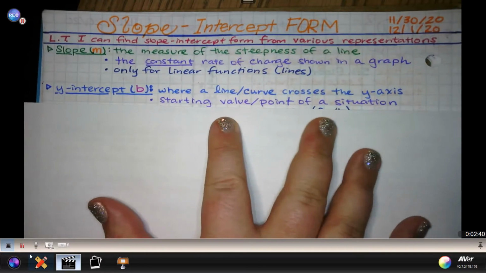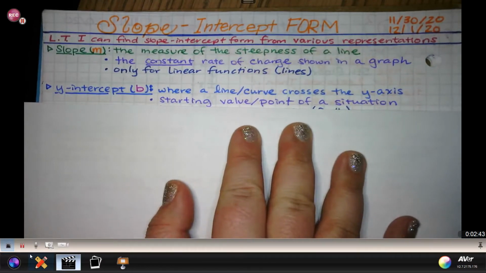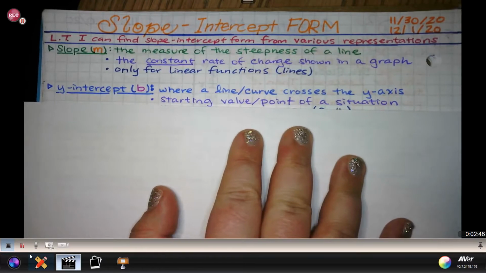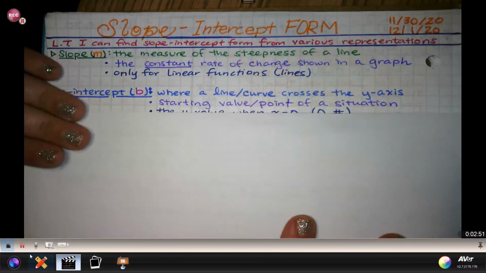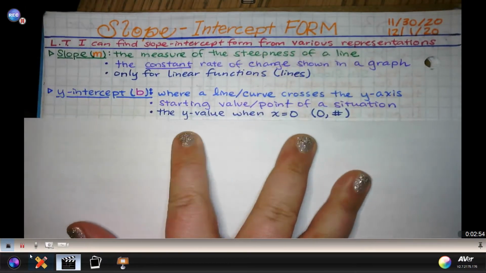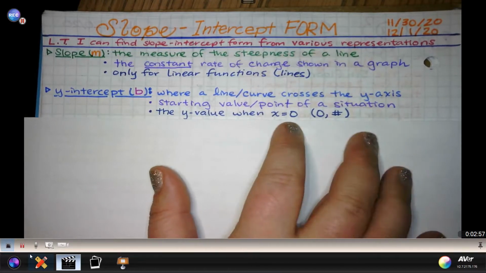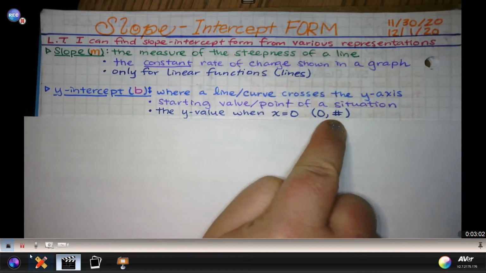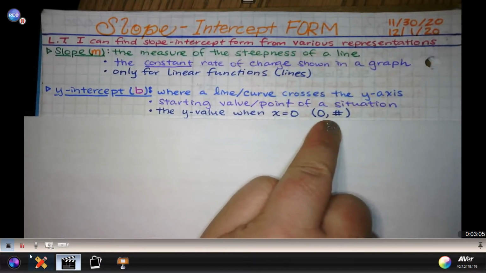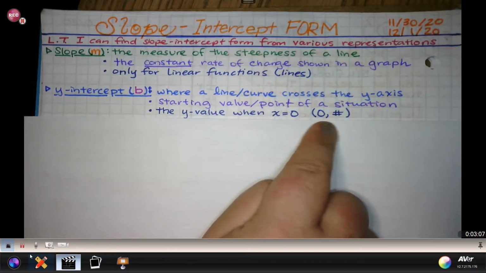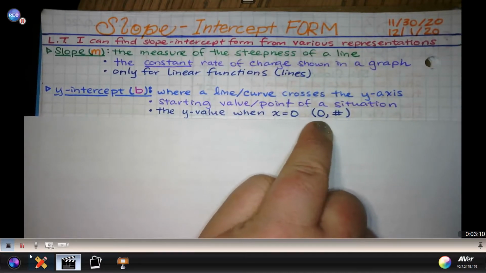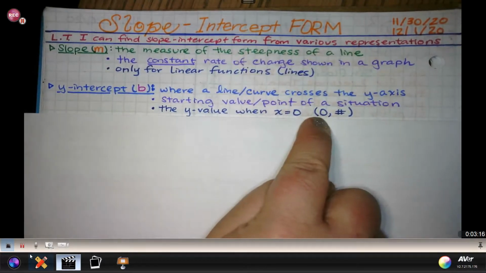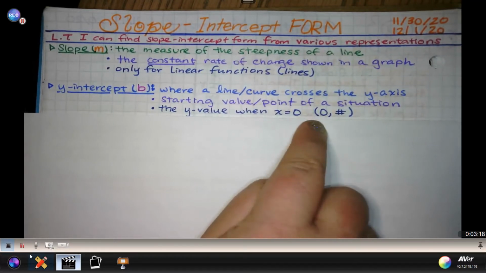And it can also be known as the starting value or starting point of a situation. And so we'll see that when we look at verbal representations. And then the other way to think about it is the y value when x equals 0, which would be the point 0 comma some number. The number can also be 0. The origin can be the y-intercept. It can be a negative number. It can be a positive number. It doesn't matter. But that's the way that the y-intercept will always be written because on the y-axis, x will always be 0. Okay?